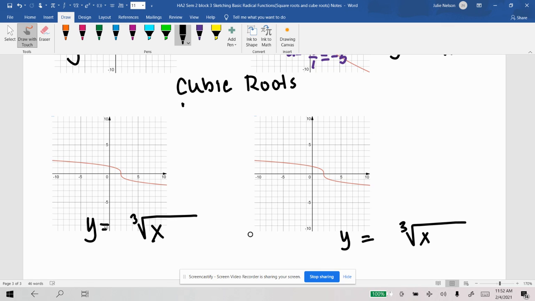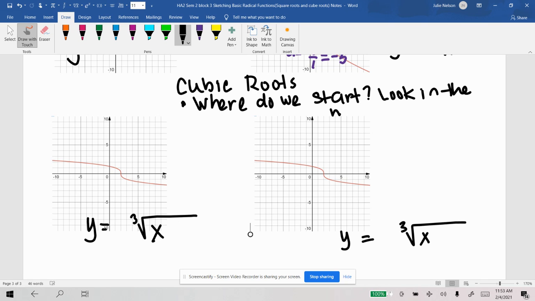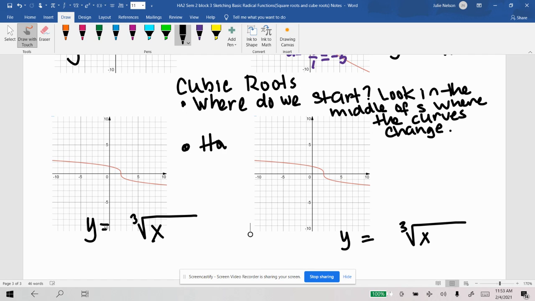Just like the other ones, we're looking for where do we start, right? And we always determine where do we start when we look in the middle of the S, right? Where the curves change. And just like the square root functions is, how do we get to the next points?